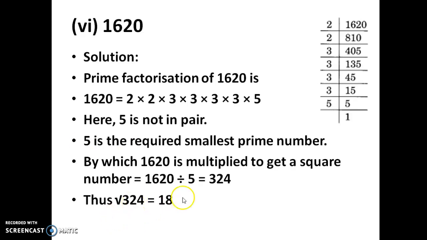So how to find out this square root? You have to do the same prime factorizing. Make groups, then multiply the numbers, and then you will get 18.